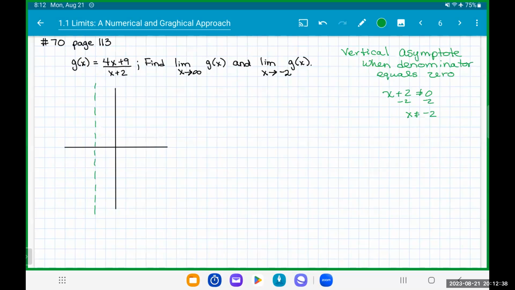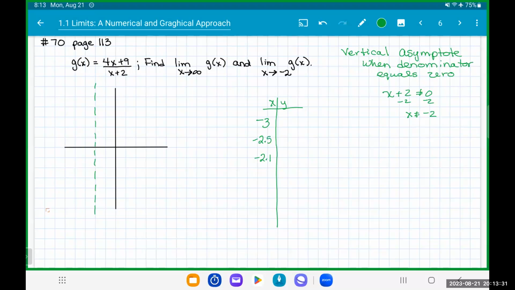Other than that, for this kind of problem, it might just be easiest to build ourselves a table of x and y values. We need a couple of points on this side of our asymptote, and a couple of points on the other side, and we'll be good. So I'm going to do negative 3, negative 2.5 because I'm getting closer to negative 2, negative 2.1. I'm getting really close to negative 2, but I can't actually equal it or it'll be undefined. That gives me 3 points on the left side of the asymptote.